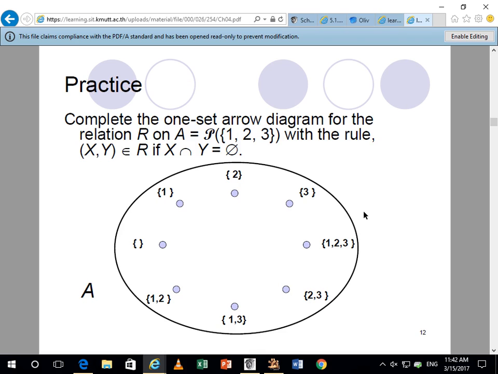Okay, so this I'll leave it for you to do yourself as an exercise. Okay, make sure you do this. It's not difficult. But the rule in this case is X intersect Y equals the empty set.